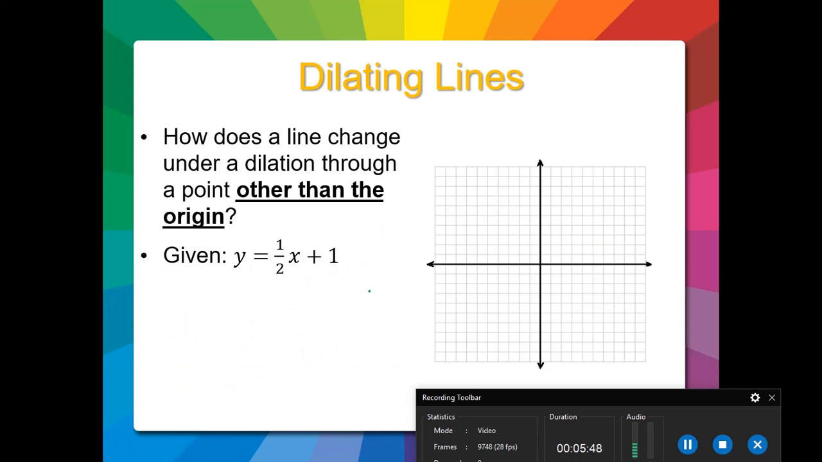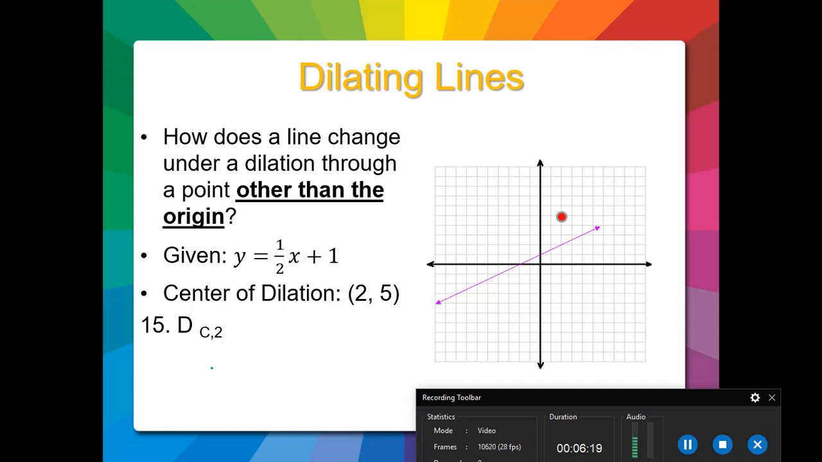We can also take our line and dilate it through another point that doesn't have to be the origin. So I'm changing my equation to 1/2 x plus 1. I'm going to go ahead and plot that line. Our center of dilation will be at 2, 5, and I'm going to mark that with a giant red dot. So we need to dilate about point C with a scale factor of 2. So we're going to push the new line twice as far from the red dot.